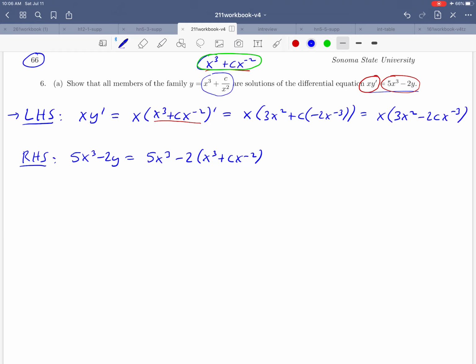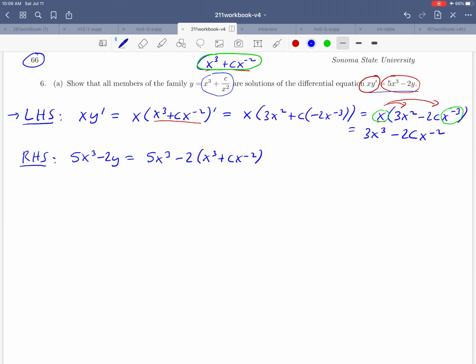Can we do anything else with that? I noticed we could take that x and distribute it through. So x times 3x squared is 3x cubed, minus 2c, and what do we get if we take an x and multiply it by x to the negative 3? If you add the exponents, you just get x to the negative 2. So there's our left-hand side.